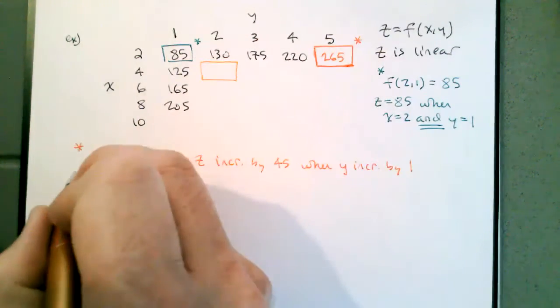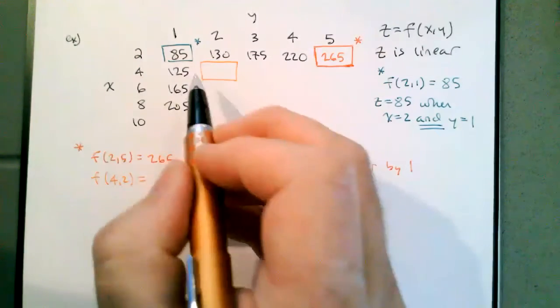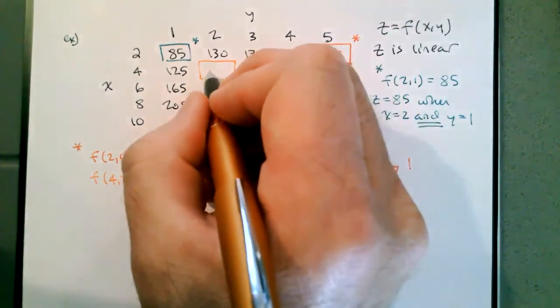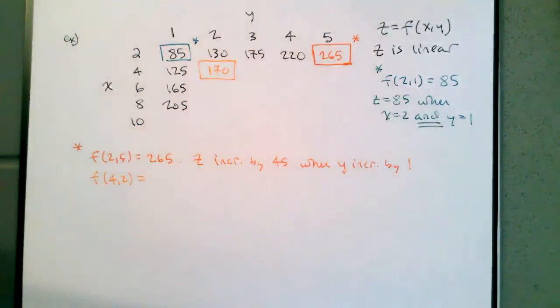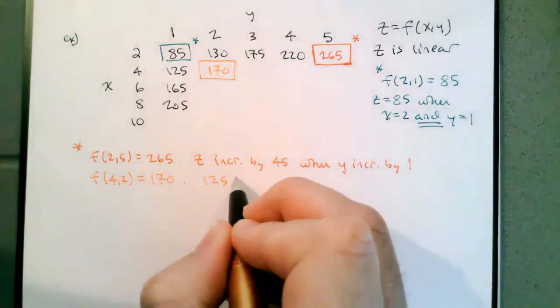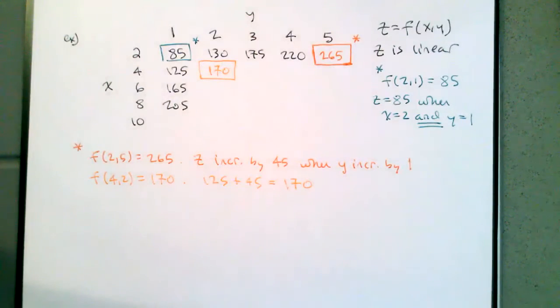Following this same rule, we'll see that for f of 4, 2, we're going to increase by 45, and 125 and 45 is 170. We'll take the 125 and add 45, because z increases by 45 when y increases by 1. And then we can just follow that out for the rest of that row.